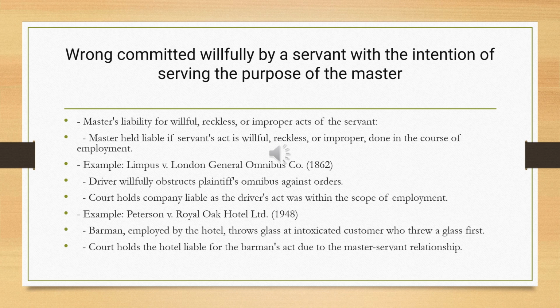In Peterson versus Royal Oak Hotel Limited 1948, the plaintiff was a customer who, on being intoxicated, was refused further drinks by the barman, who was employed under the respondent, and thus the plaintiff threw a glass at him. The barman took a piece of the glass and threw it at him, which hit his eye. The respondent hotel was held liable due to the act of the barman, who had a master-servant relationship with them.